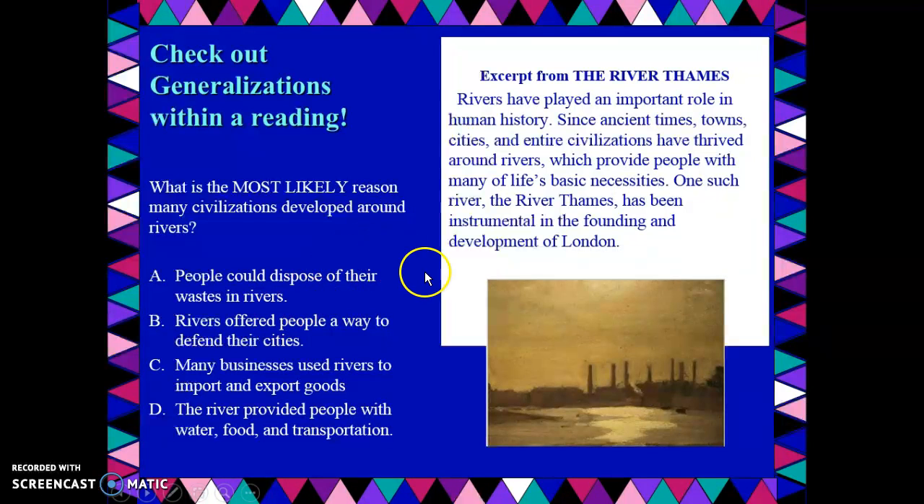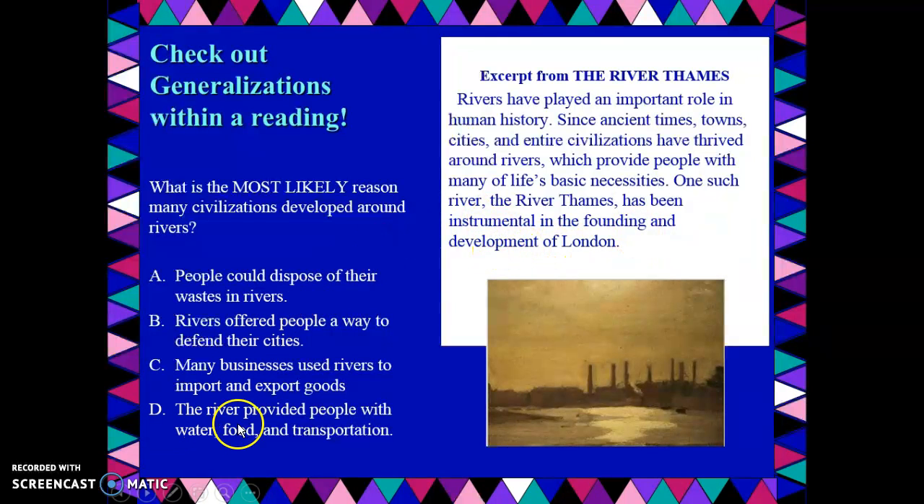Okay, so we want to look through this passage again and look at each of our answers. People could dispose of their waste in rivers. We didn't see anything in here about disposing of waste. Rivers offered people a way to defend their cities. Again, there's nothing in here about defending or wars. C, many businesses used rivers to import and export goods. That, again, is probably absolutely true, but we're talking here about the founding and development.